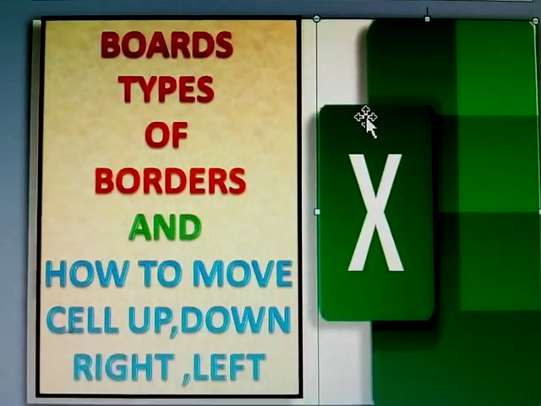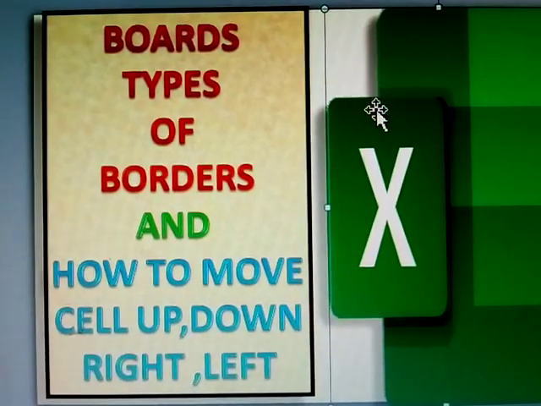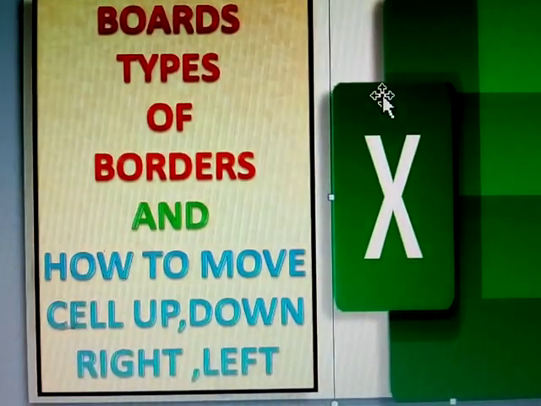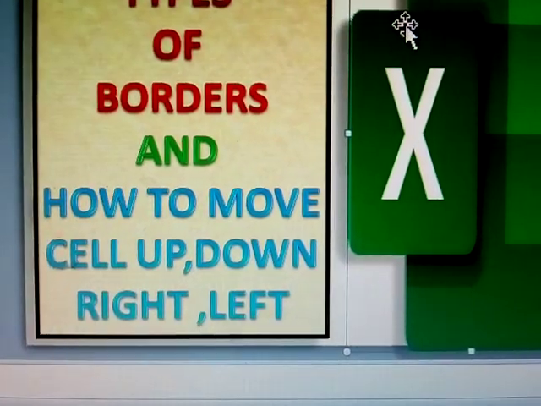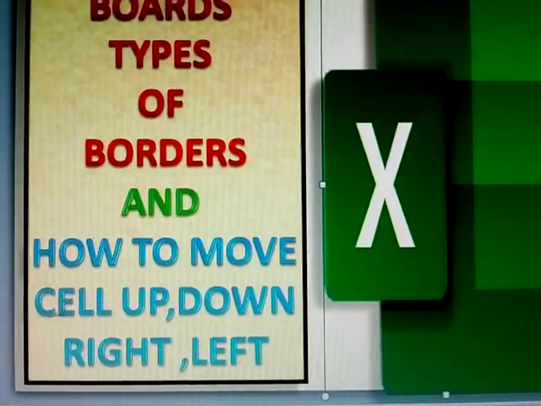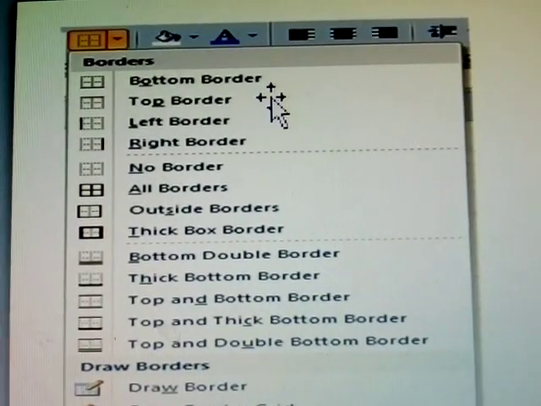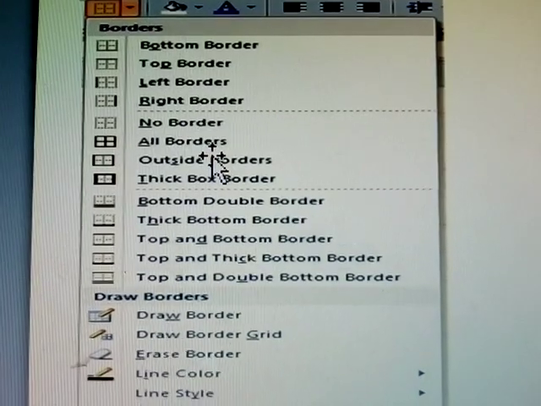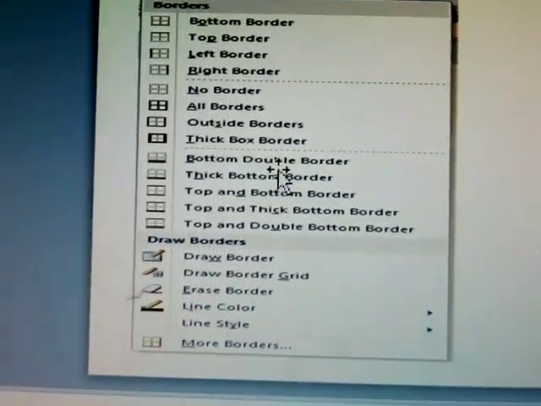Yes, next topic: borders, types of borders, and how to move the cell up, down, right, left with keyboard actions. First, borders. These are all borders: bottom, top, left, right, no border, all borders, outside, thick. These are all borders.